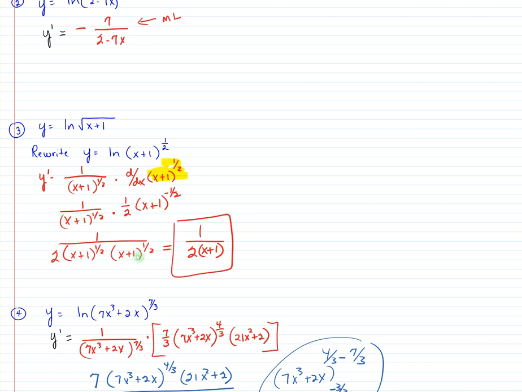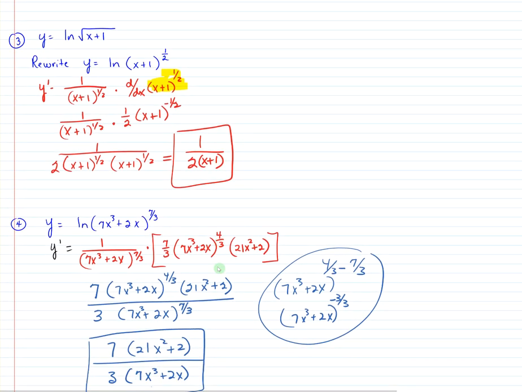This goes to the bottom and now has a positive 1/2. If you are multiplying things and they have the same base, you add the exponents. Well, 1/2 plus 1/2 is simply 1. So you end up with 1/2 times x plus 1.